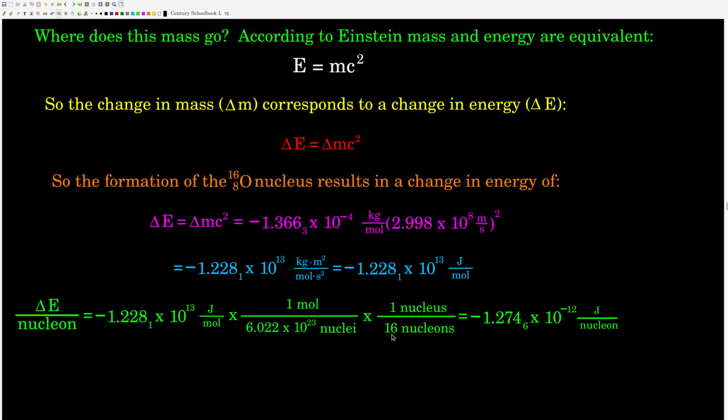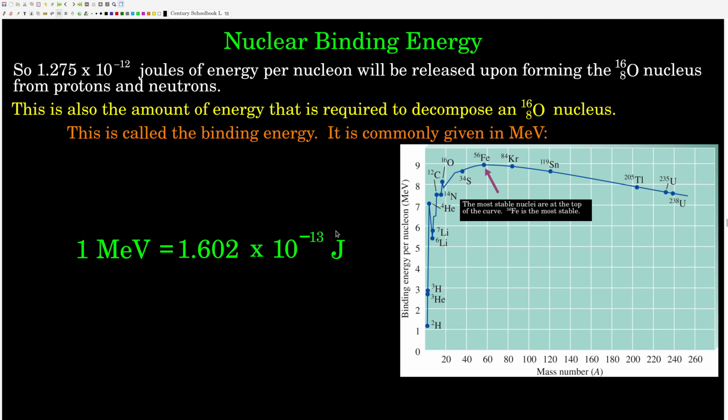So this 16 here, guys, comes from 8 protons plus 8 neutrons, right? And so we see it's negative 1.275 times 10 to the minus 12 joules per nucleon. It's a common way of talking about this energy. This energy is called the binding energy, by the way.